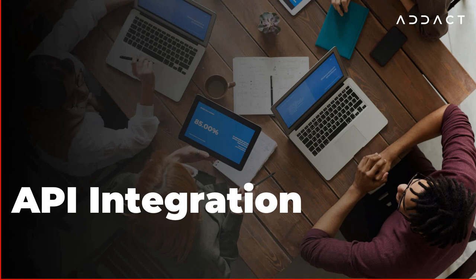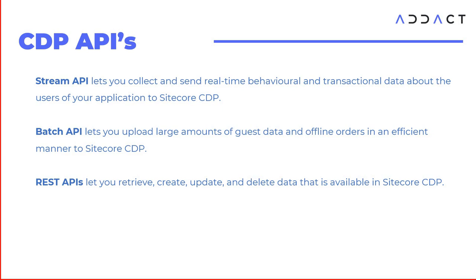It will collect even minor-level tracking, like any page view, button click, any link click. If you submit a form, it will track all the form data. So it will capture all kinds of data. Sometimes if you need to call any API, it also provides APIs. So let me explain, here it is providing three kinds of API. You can see Sitecore CDP provides three kinds of API: Stream API, Batch API, and REST API.